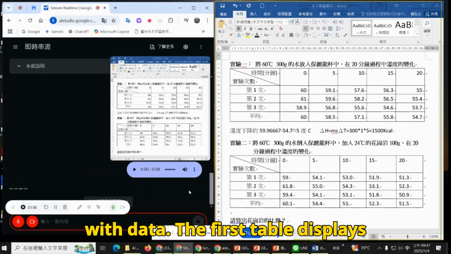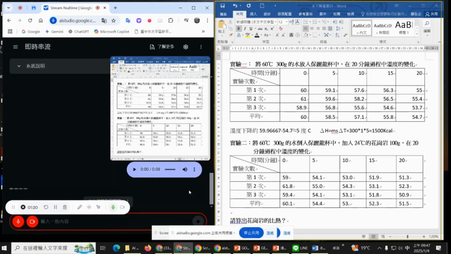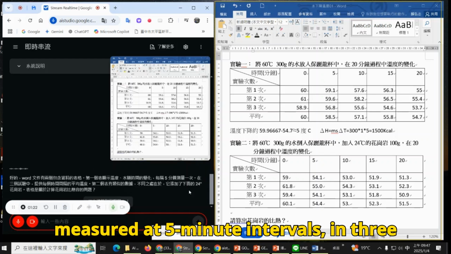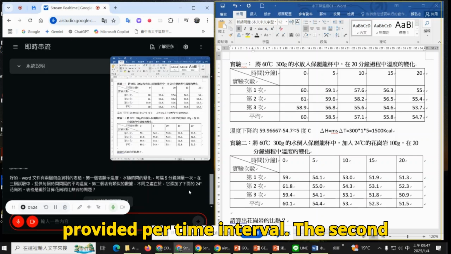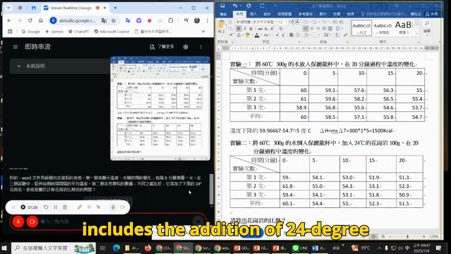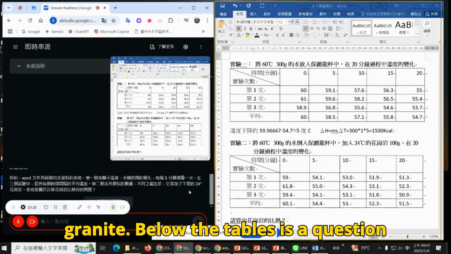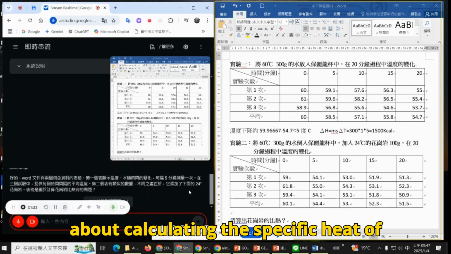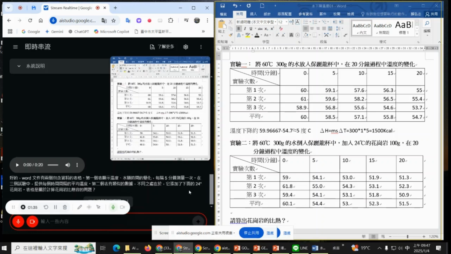The first table displays temperature changes of water over time, measured at 5-minute intervals, in 3 trials, with an average temperature provided per time interval. The second table has similar data, except that it includes the addition of 24-degree granite. Below the tables is a question about calculating the specific heat of granite.